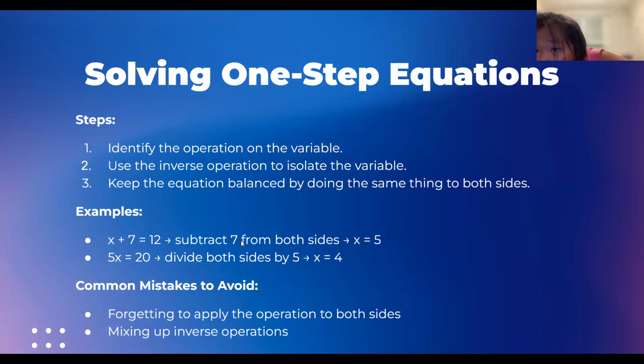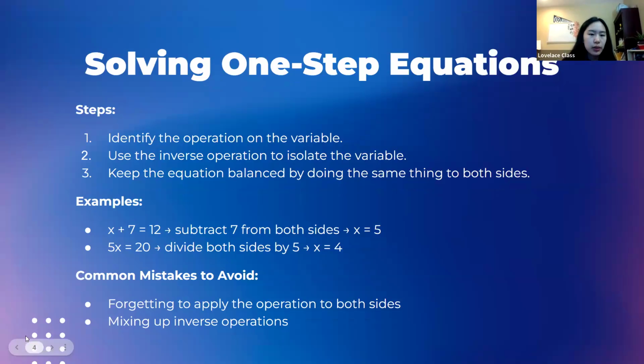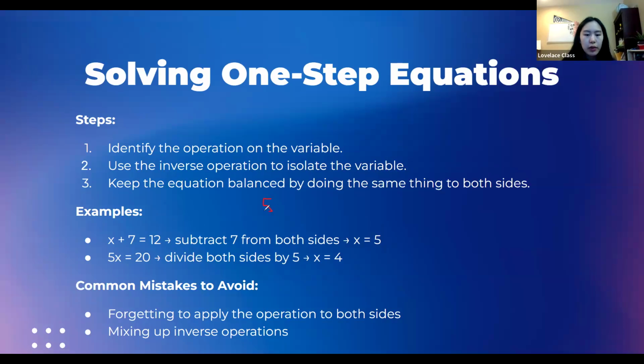Okay. I'm going to write this out because it looks easier when you write it out. So you have 5x equals 20, right? In order to get rid of the 5, you want to make sure that the variable is on its own. So how do we make sure that the variable is on its own? Well, we can divide both sides by 5.